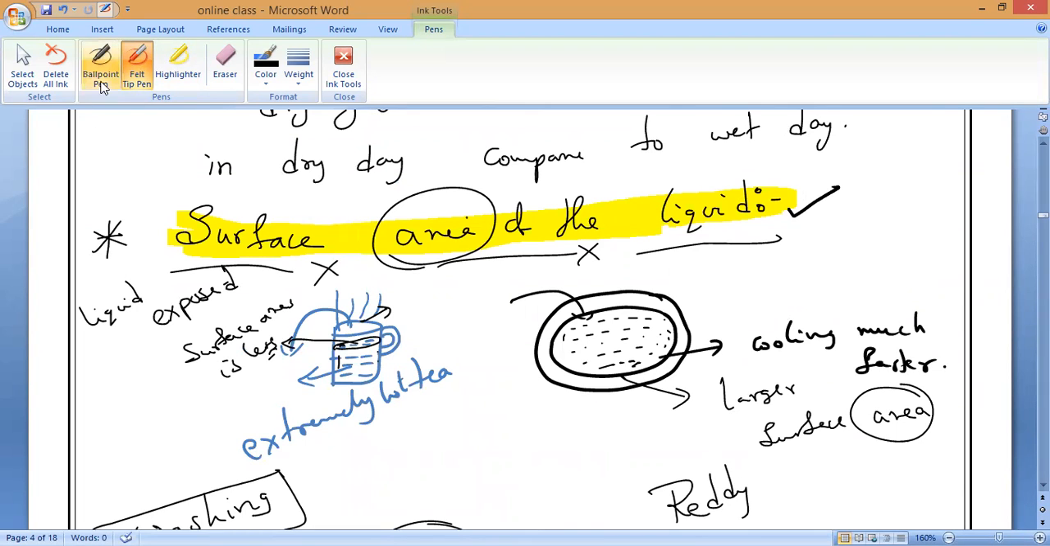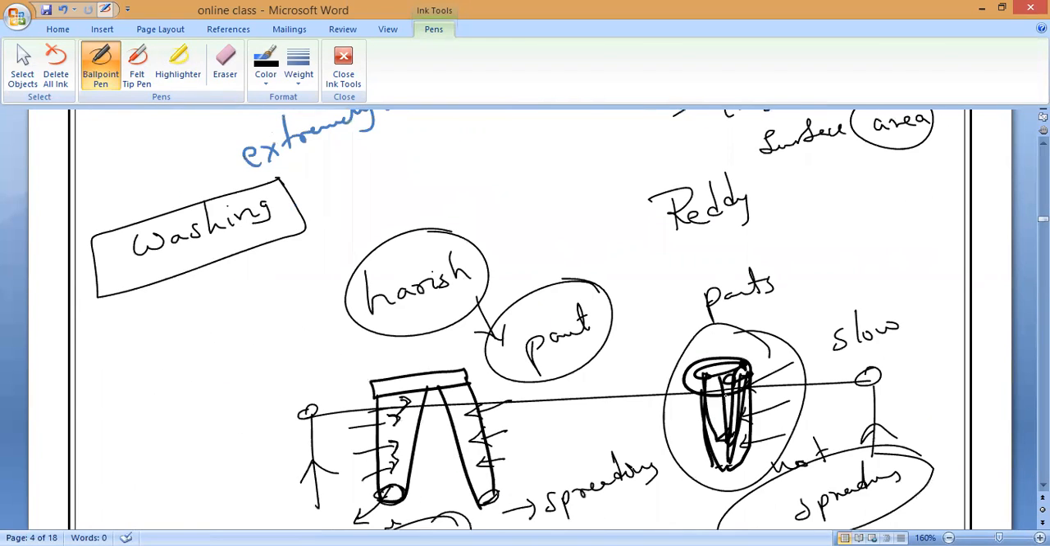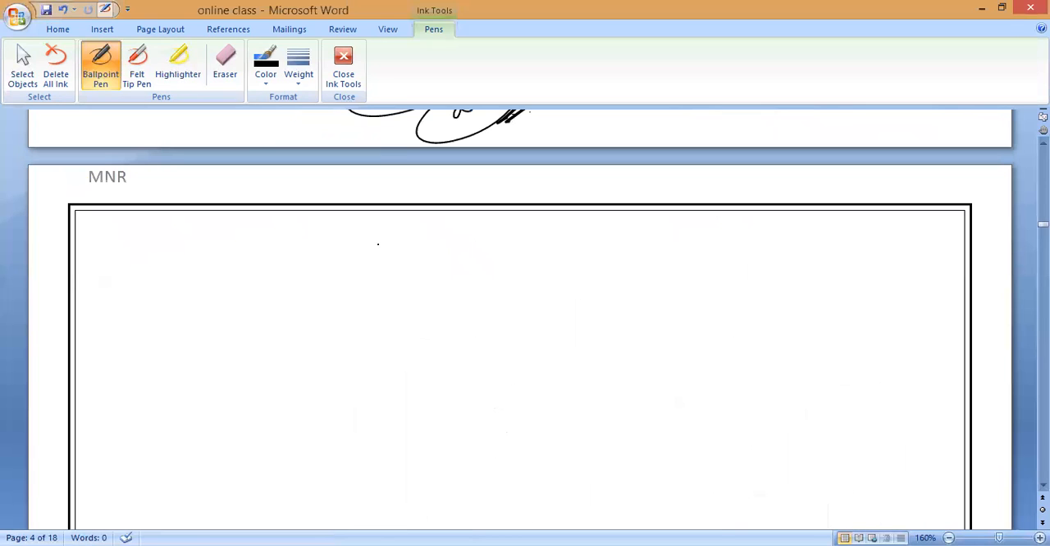Please all of you write: surface area of the liquid. More surface area, more rate of evaporation. Less surface area, less rate of evaporation. Is it okay, guys? Example: wet clothes are spread for drying because they have a large surface area. A large surface area makes evaporation faster. That is what you have to remember.